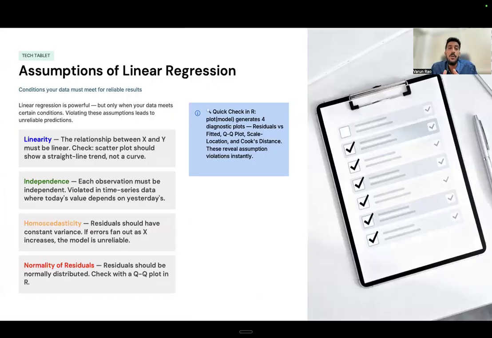Now there are a few assumptions that you have to follow whenever you're working on linear regression, and it's a mandate. The first one is linearity. What is linearity? There should be a straight line, or there should be a line, when you use a scatter plot.